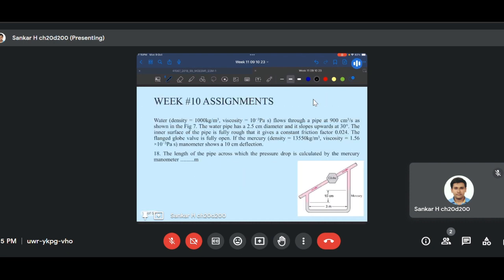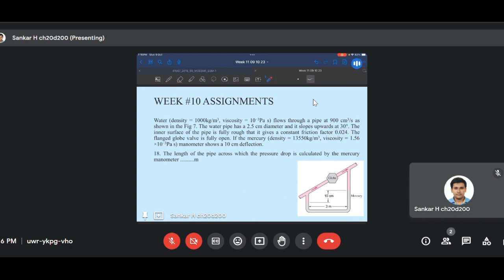Okay, let's move on to the next set of questions. Water, that is density of 1000 kilogram per meter cube, viscosity of 1 centipoise, flows through a pipe at 900 centimeter cube per second, as shown in this figure. The water pipe has 2.5 centimeter diameter and it slopes upwards at an angle of 30 degrees. The inner surface of the pipe is fully rough, that it gives a constant friction factor of 0.024.